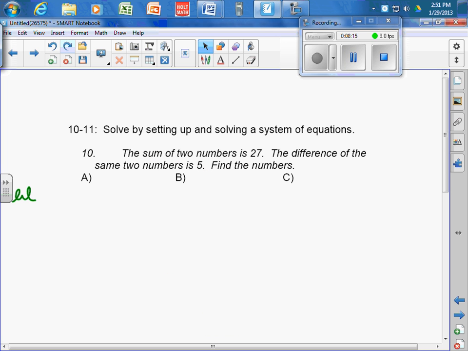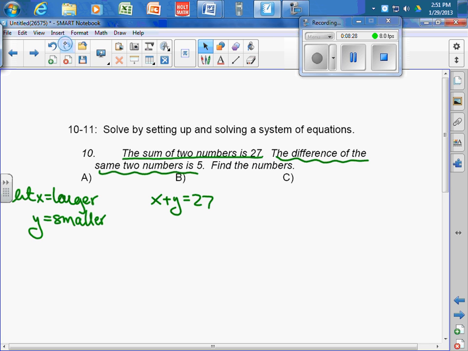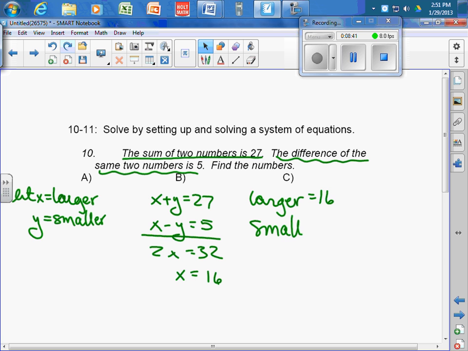In number 10, I'm going to let x equal the larger of the two numbers. y is going to be the smaller one. When I add them together, we get 27, so x plus y is equal to 27. It says their difference is 5. x being the larger one, I'm going to subtract the smaller one. x minus y is equal to 5. Adding the equations, 2x is equal to 32. x equals 16. So that means the larger number is 16 and the smaller is 11.